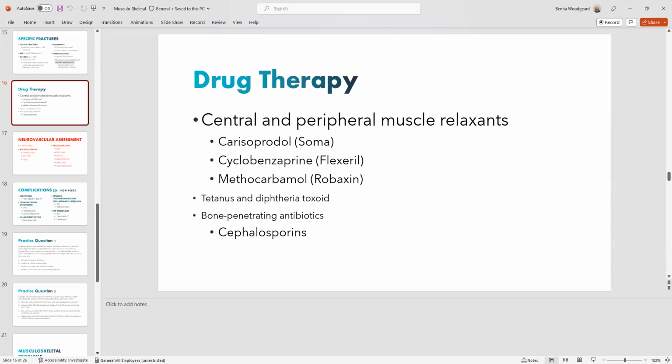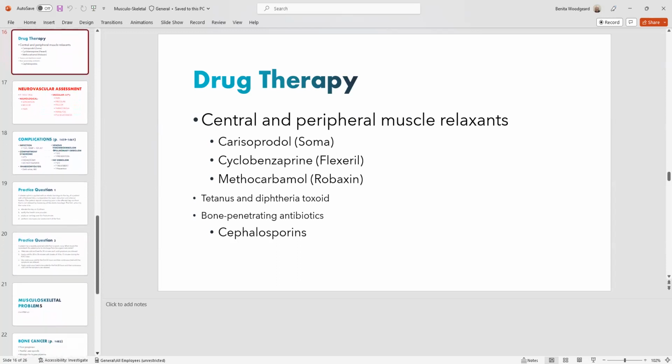Drugs, medication, pharmacology for musculoskeletal. I just want to mention to you guys central and peripheral muscle relaxants. These are the names of some of the more common ones that are used. These patients all need tetanus, DPT boosters, and bone-penetrating antibiotics such as cephalosporins.